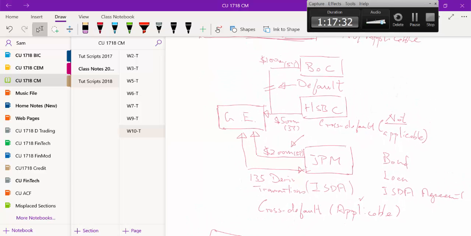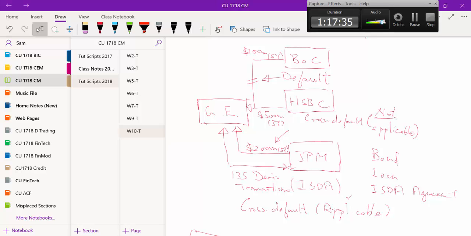Here you go. Now, imagine this situation where GE, our old friend, has a 5-year loan with Bank of China of $100 million, and they have a $500 million 3-year loan with HSBC, and with JP Morgan, they have a $200 million 5-year loan, and they have 135 derivative transactions.